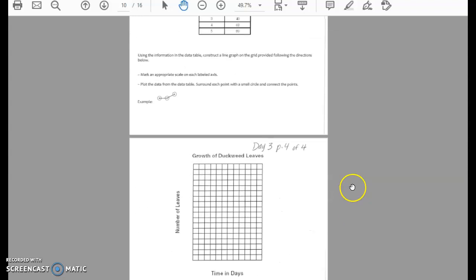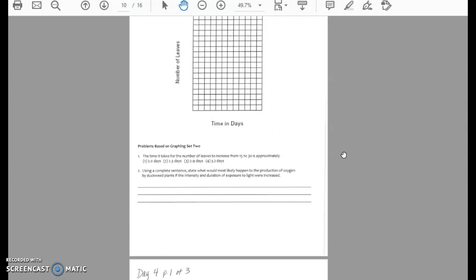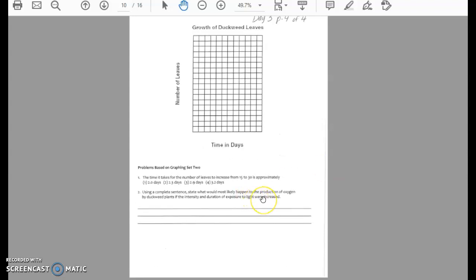Okay, so we didn't talk about this directly with this, but you know that plants photosynthesize, and photosynthesis is how we get some of the oxygen in our atmosphere. So, if there are more leaves, what's going to happen to the oxygen production? More leaves, more photosynthesis, more oxygen, right? We're going to get more of that.